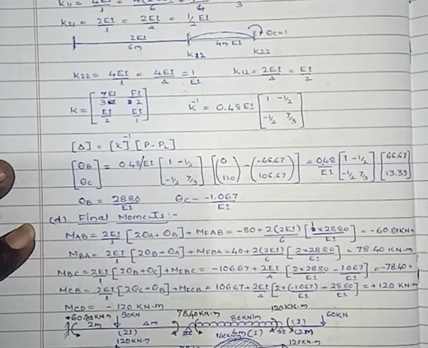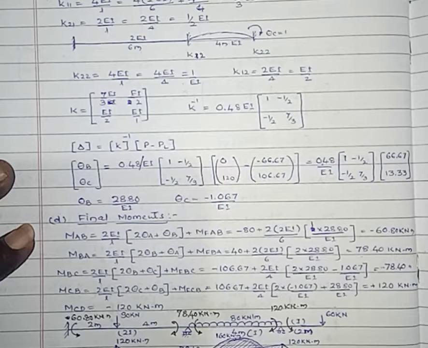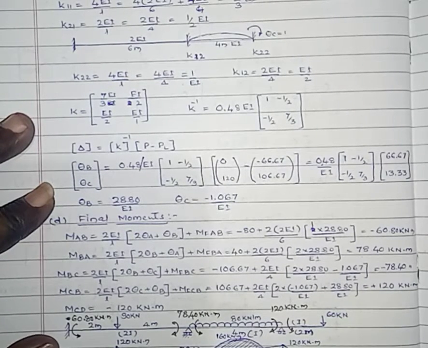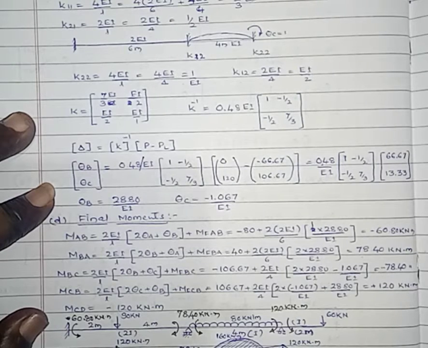Then by using this, now we can draw the bending moment diagram. By observing the above values, first we have to draw the reference line or datum line. This is the reference line.